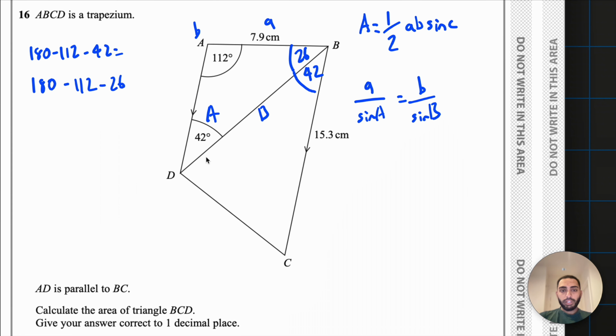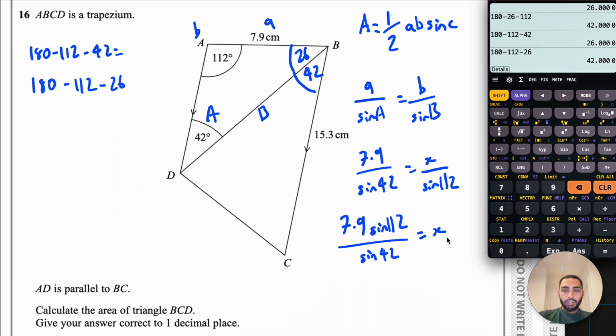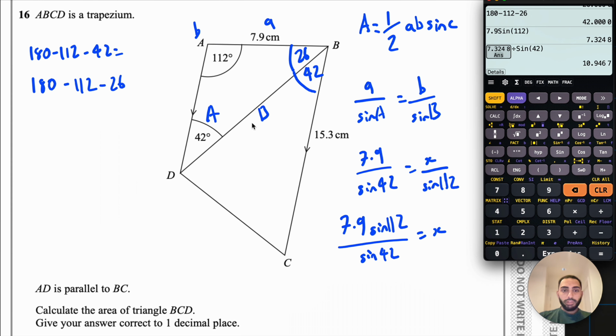I'm trying to find what this one is. a is 7.9 over sine of 42 is equal to b, which is what we're trying to find, over sine B, which is 112, sine 112. Just need to rearrange this, dividing by sine of 112, so we need to multiply by sine 112. So 7.9 sine 112 over sine 42 is going to be equal to x. So 7.9 sine 112, and that's being divided by sine of 42, which is equal to 10.9467.